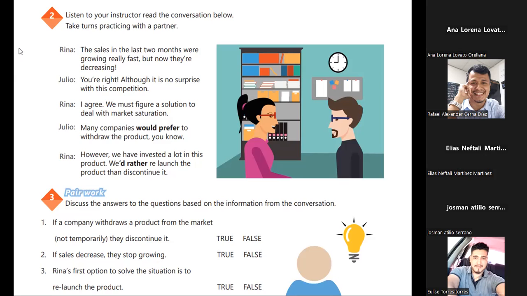The sales in the last 2 months were growing really fast, but now they are decreasing. You're right. Although it is no surprise with this competition. I agree. We must figure a solution to deal with market saturation. Many companies would prefer to withdraw the product, you know? However, we had invested a lot in this product. We'd rather relaunch the product than discontinue.